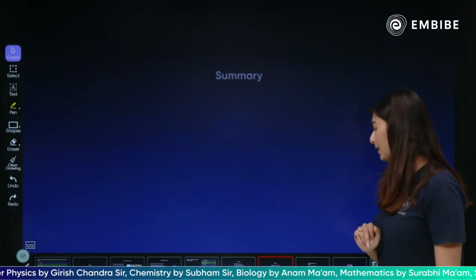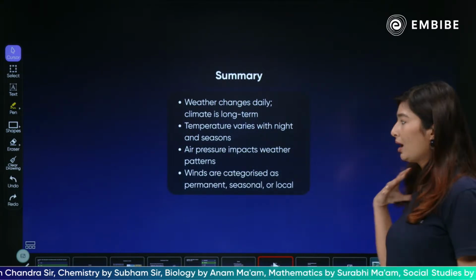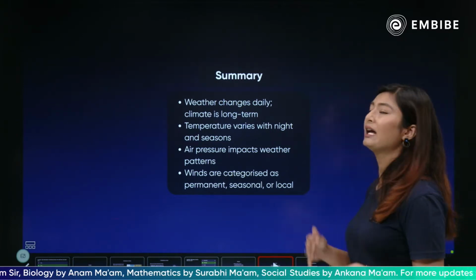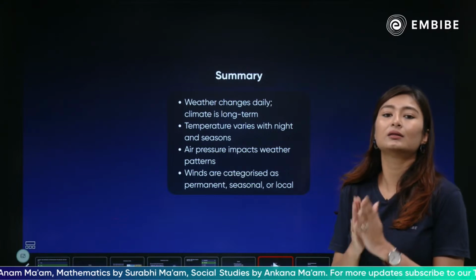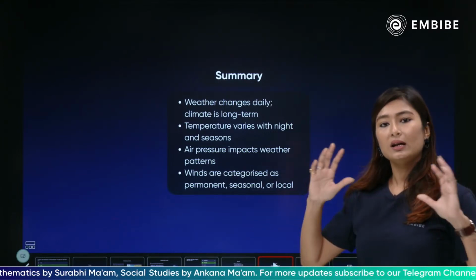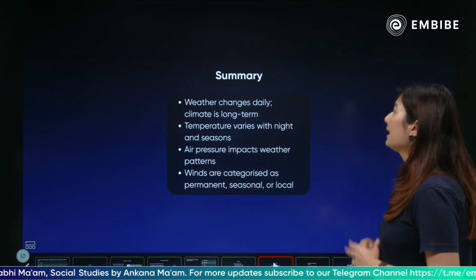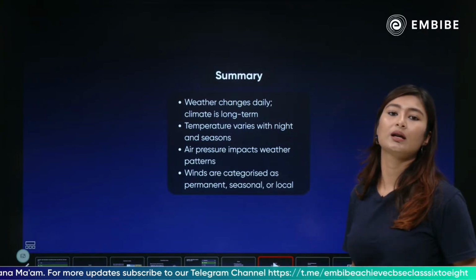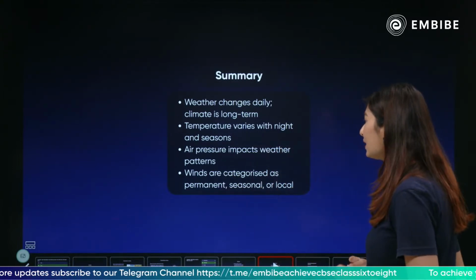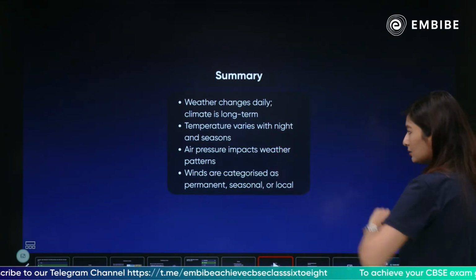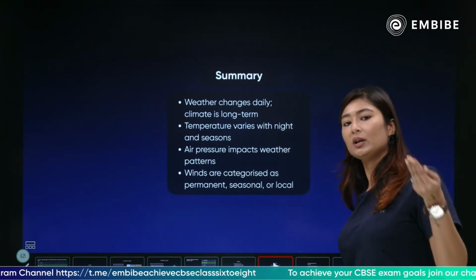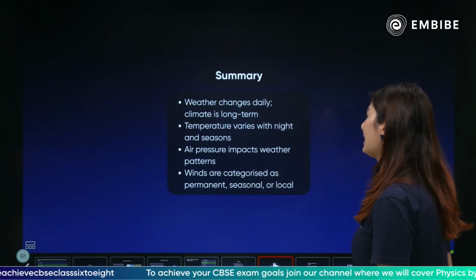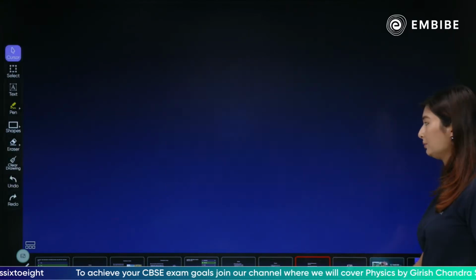So with this, we have finished today's session. Let's quickly summarize what we did today. We understood that weather changes every day. Climate is weather conditions added together, taken as an average, and is for a long term, for a bigger area. Temperature varies night, day, season to season. It's basically dependent on the insolation, the amount of sun rays received. Air pressure affects the weather patterns. And we know that high temperature means low air pressure, low temperature means high air pressure. Winds are categorized as permanent, seasonal and local.